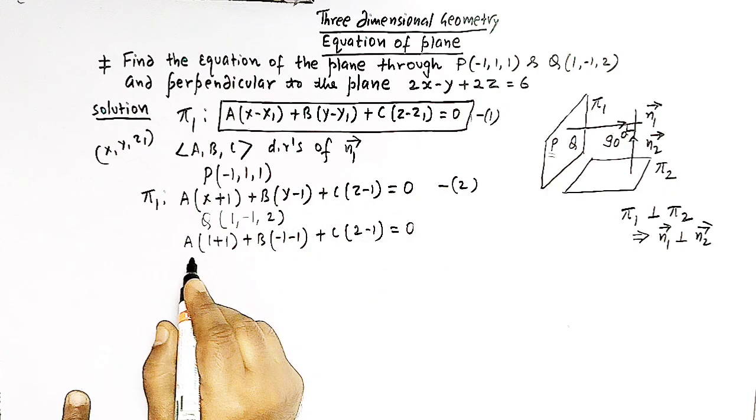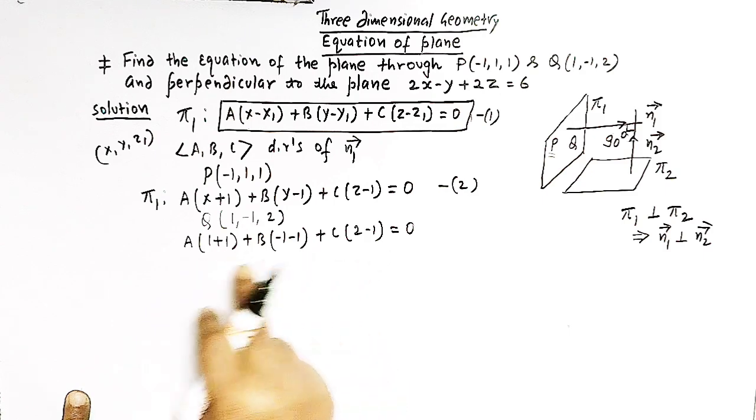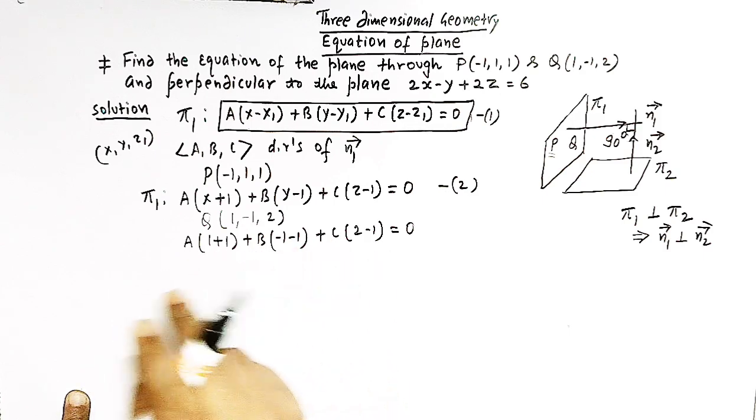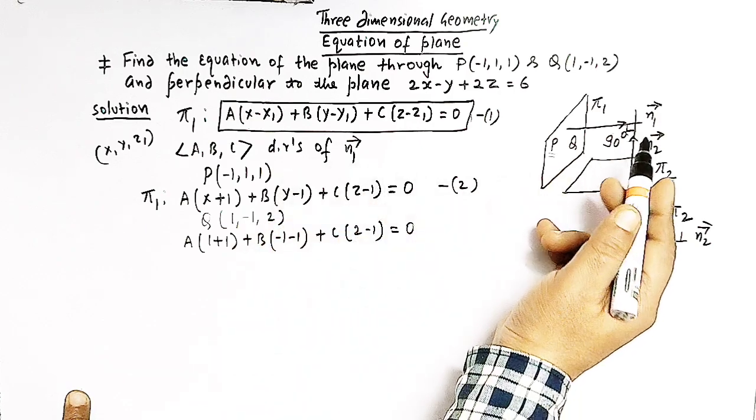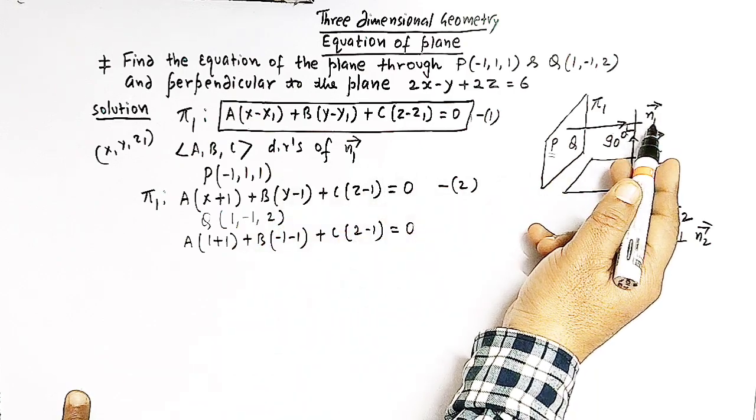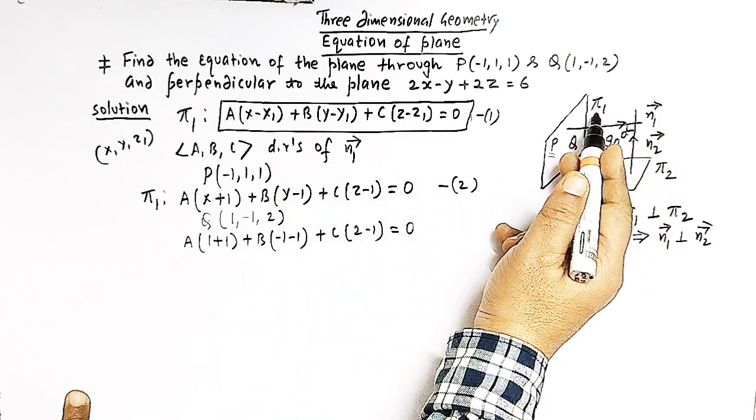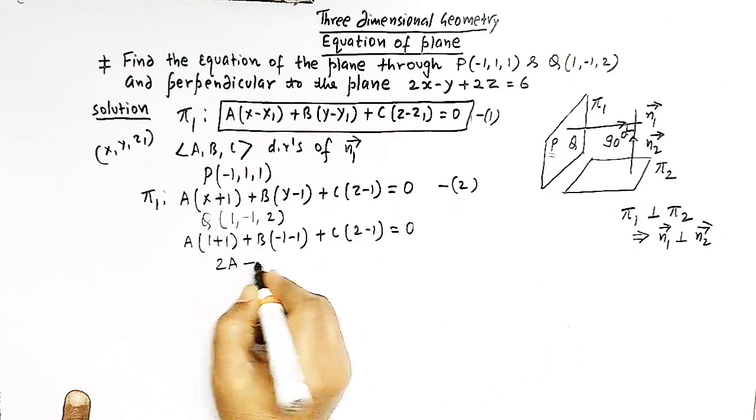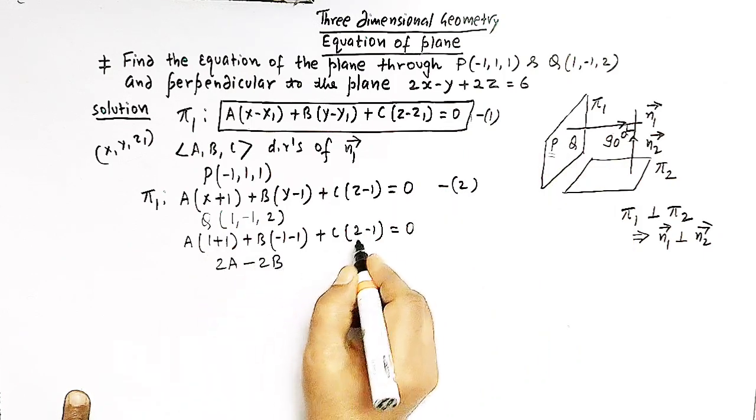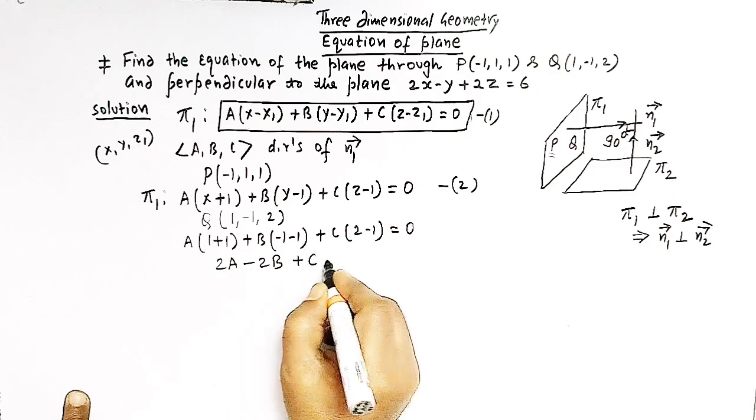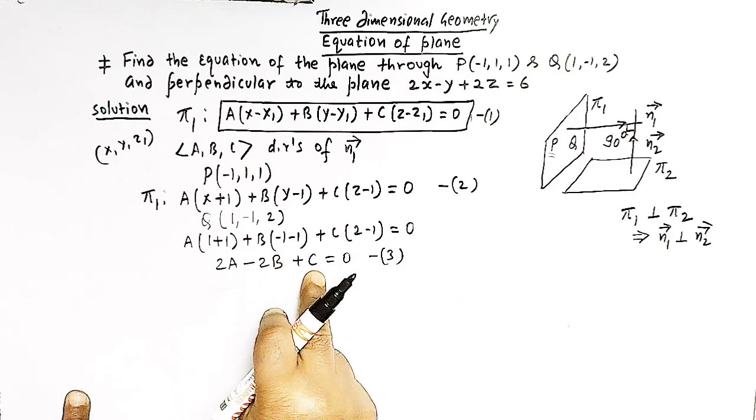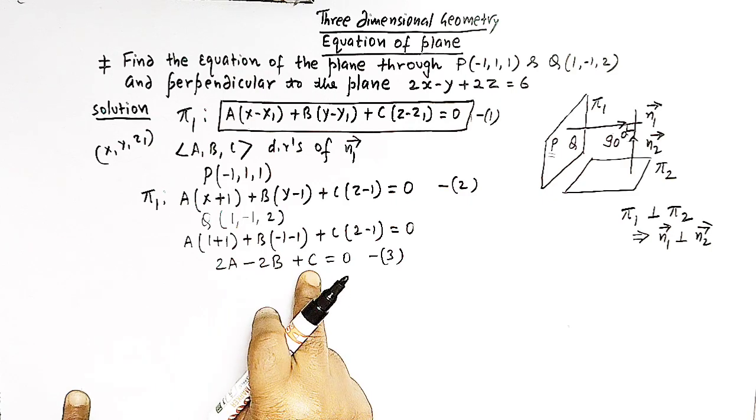So now we have an equation containing a, b, c, where a, b, c are the direction ratios of the normal vector n1 to this plane pi 1. So we have now 2 times a, then we have minus 2b, and here we have simply c, right? So now we have this equation in A, B, and C.